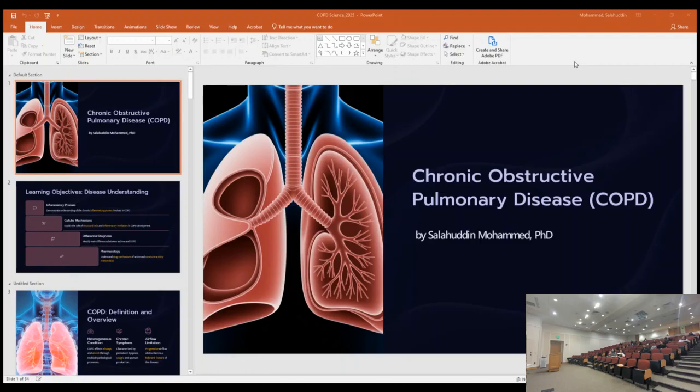So what's the answer? Tissue destruction. Okay, moving forward. Which of the two features are most common characteristics of chronic bronchitis? Chronic bronchitis again. We're not talking about emphysema here. Mucus hypersecretion and airway inflammation. Mucus plus inflammation. That's chronic bronchitis. Okay.